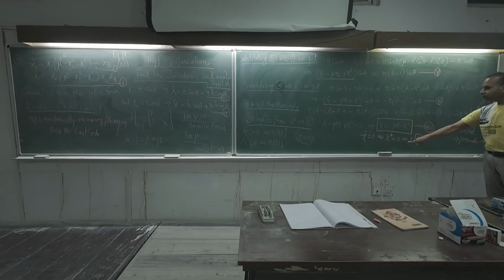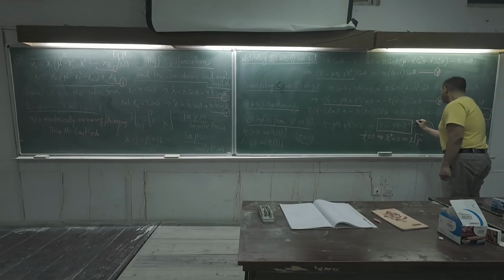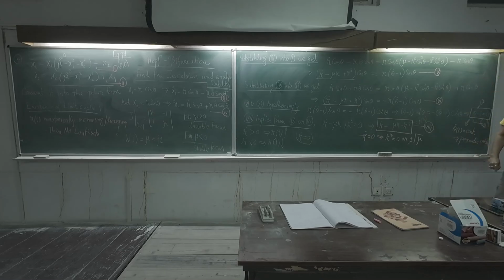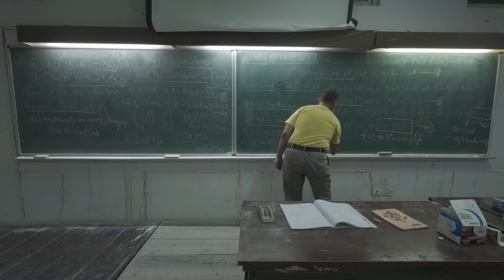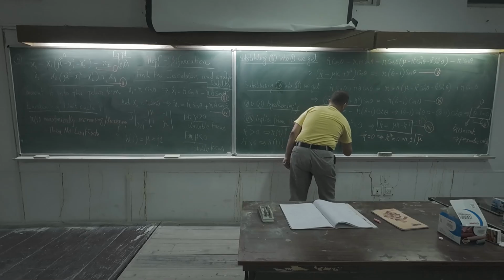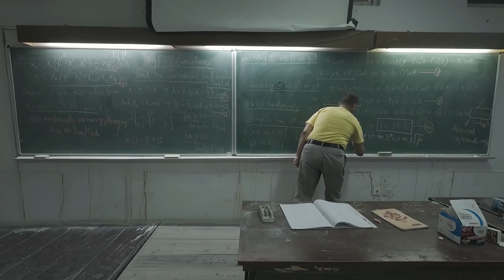Now from this we have to find out the stability property. Suppose this function is f of r, now you find del f del r and then check the stability. So now we are going to check the stability with respect to polar coordinates. If that is f of r, then what is your del f del r? Del f del r is your mu minus 3r square.